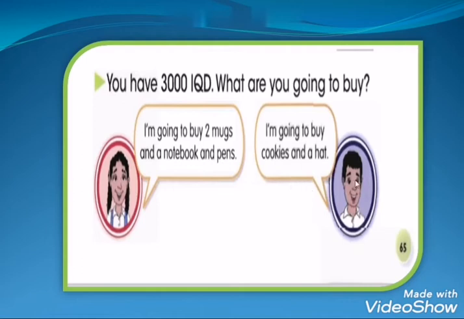He. هو. I am going to buy cookies and hat. So, هو سوف يشتري cookies, بسكويت, hat, قبعة. This question is for you. If you have this money, إذا كنت تمتلك هذا المبلغ, what are you going to buy? ماذا سوف تشتري? Think about it. Okay?